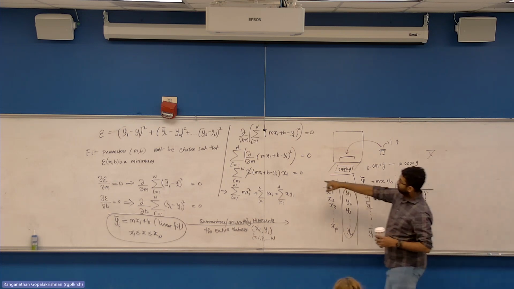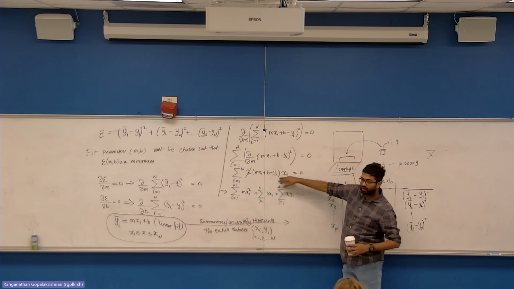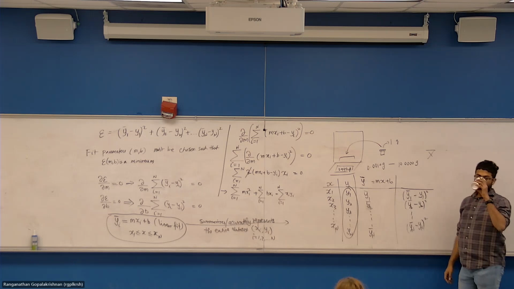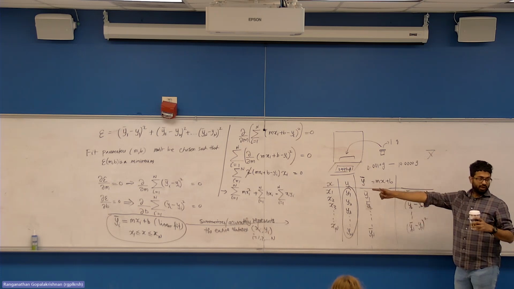All I did was multiply the xi and split the sum of a polynomial into 3 terms. That's it. Are we okay? This is good. You are able to follow?